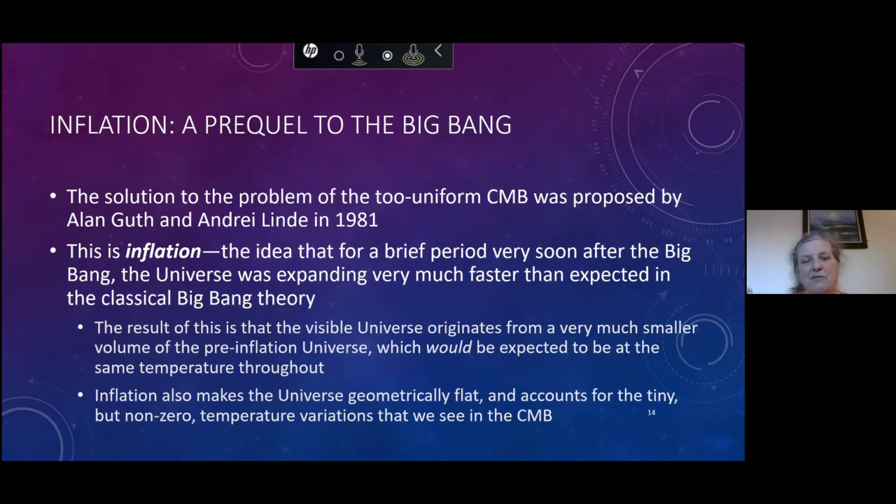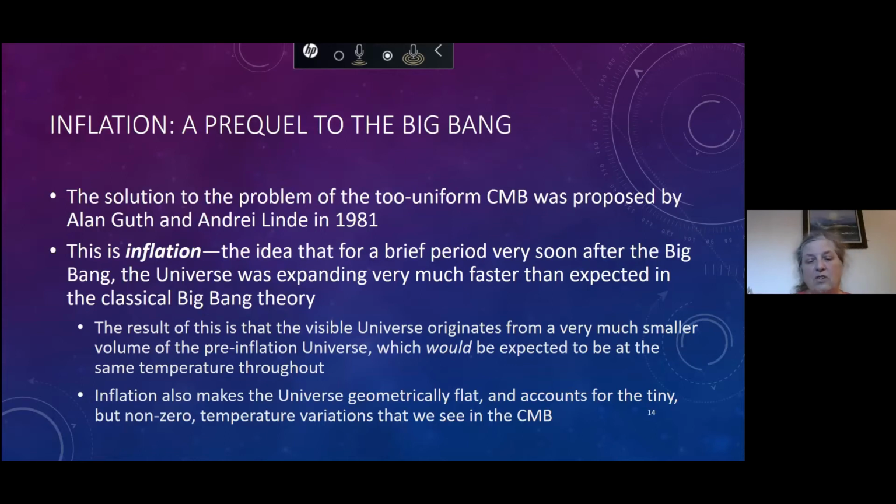And inflation is the idea that for a brief period, very soon after the Big Bang, a tiny, tiny fraction of a second after the Big Bang, the universe was expanding very much faster than expected in the standard Big Bang theory. And the result of that is that if the universe grows in size by a very large factor in this tiny fraction of a second, the visible universe that we see today originates from a very much smaller volume of the universe before that inflation happened, and that very much smaller volume would have had time to exchange photons and settle down to the same temperature throughout.